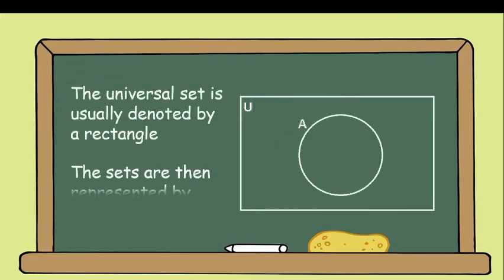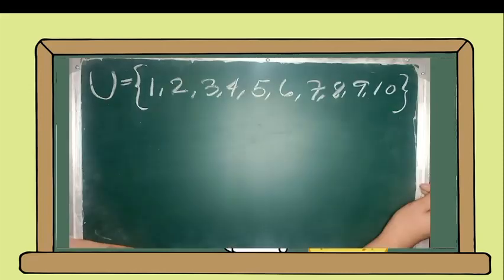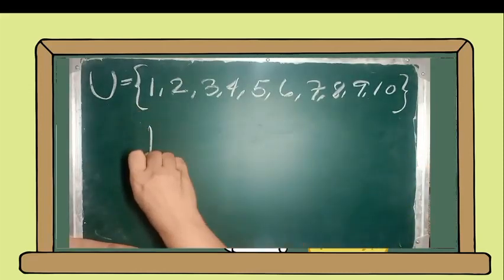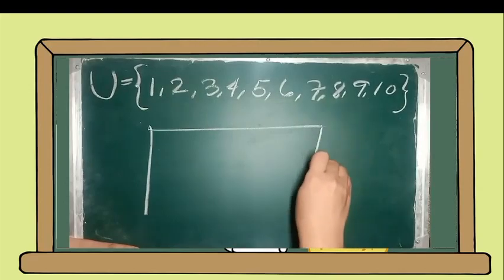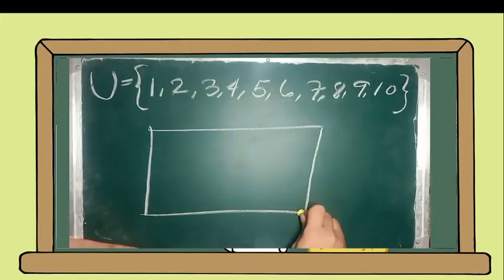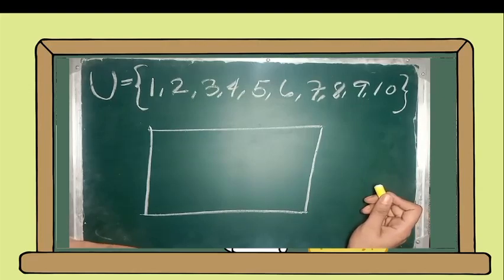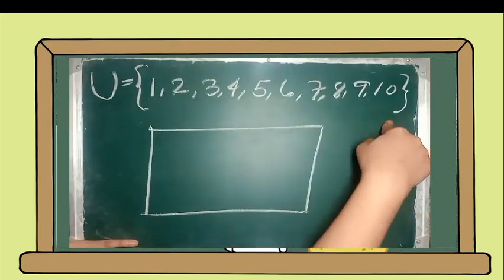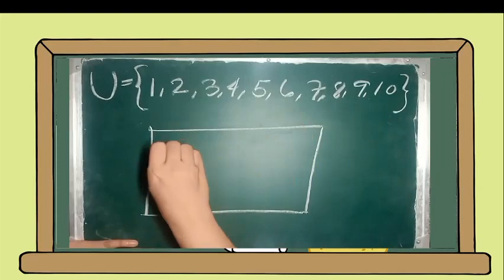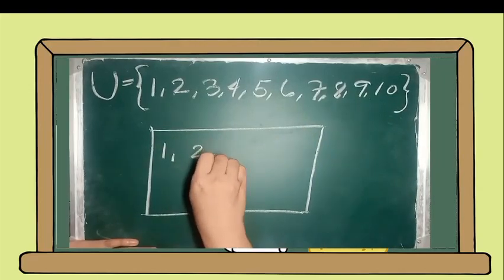The universal set is usually denoted by a rectangle. The sets are then represented by shapes inside. So usually, universal set is represented by a rectangle na kung saan lahat ng elements ay makikita sa loob nito. If you have a universal set with these elements, so lahat ng elements ay nandito sa loob.